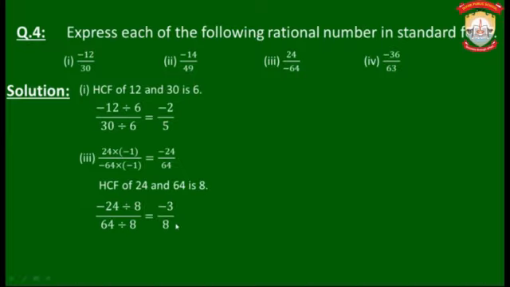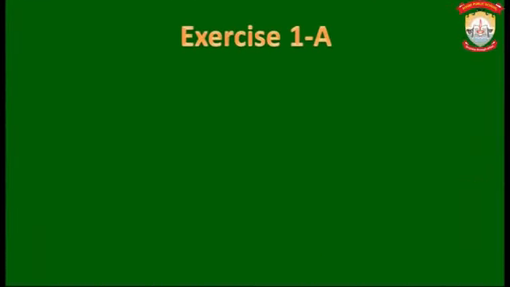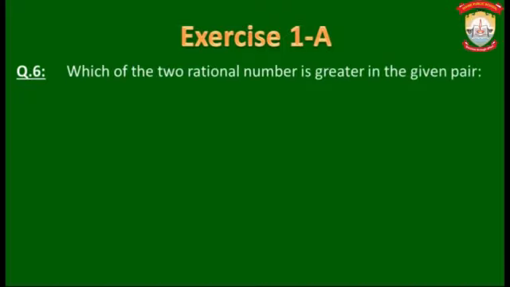Now, question number 5 and question number 6 are the same. I am going to take two parts of question number 6. Try to understand these parts very carefully because all the rest of the parts will be solved in the same way. In this question, we are going to learn how to compare two rational numbers. Question number 6 says: which of the two rational numbers is greater in the given pair? It means we are given a pair of rational numbers in which we have to find the greater rational number.